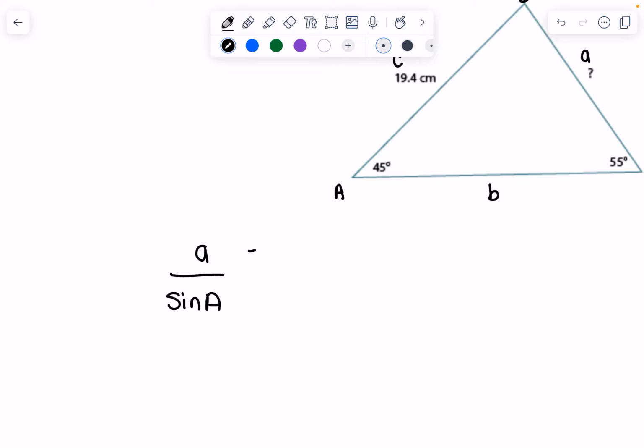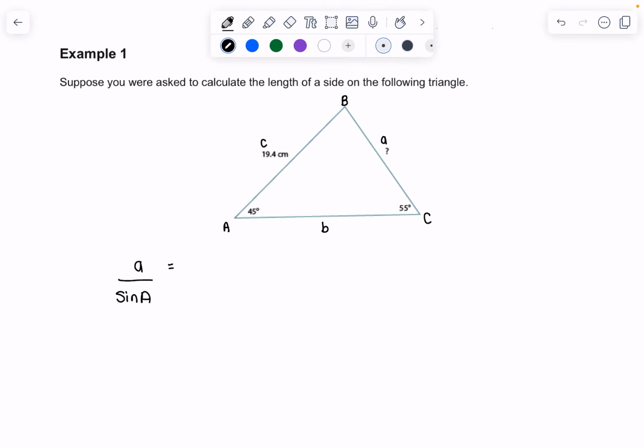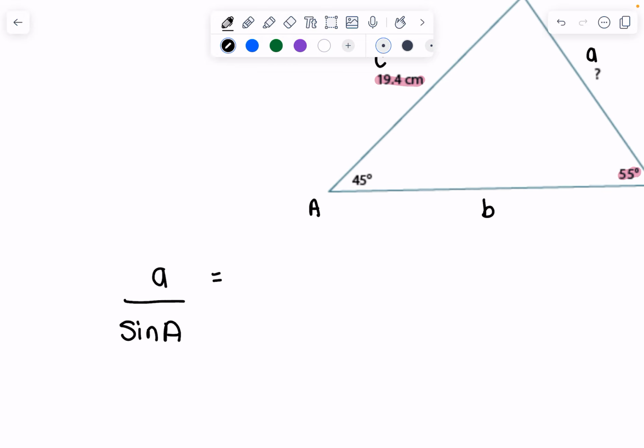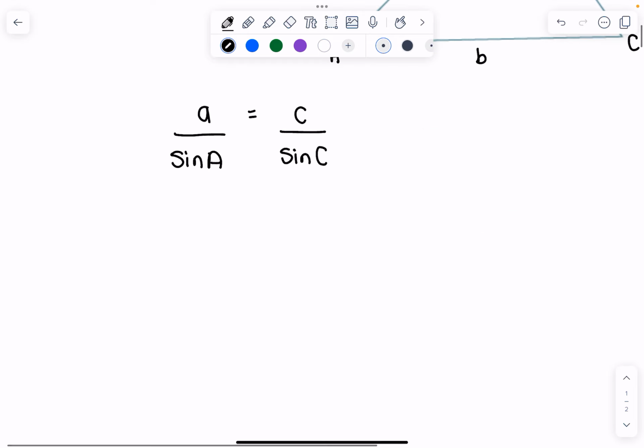Over the sine of A. We're going to set that equal to whatever our pair of information is. For us, it doesn't make sense to use B because we don't know either the angle or the side length. So we want to make sure that we're using the angle and the side length of C. If you put one side length on the top, you must put the other side length on the top as well. So if you're solving for a side, keep it easy: all the side lengths must be on the top. When we get to the angle, it's going to be the opposite: all of your angles must be on the top.